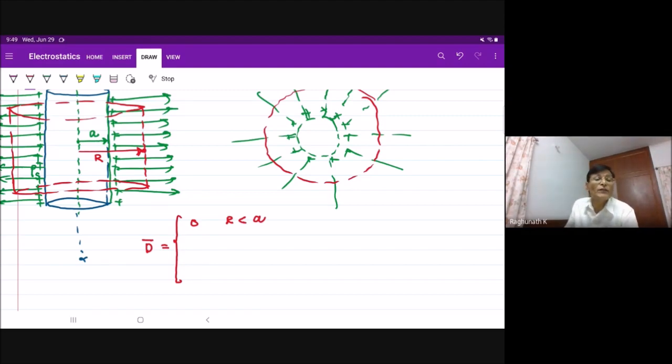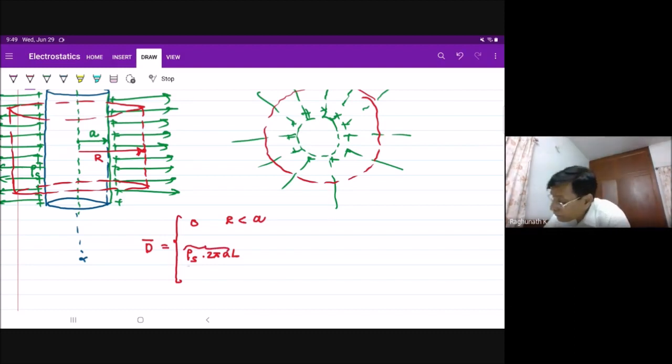within the cylindrical surface of radius r and length L. Whatever is there on the inner cylinder of length L and radius A, the surface area is 2 pi a L. Correct? Per unit length, it is rho s into 2 pi a. Per length L, this can be considered to be rho L. Correct?